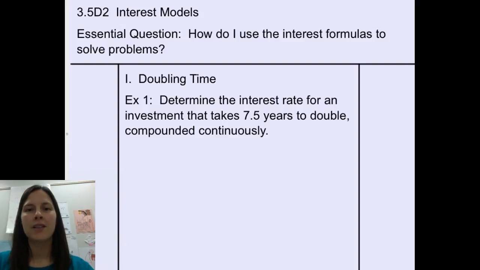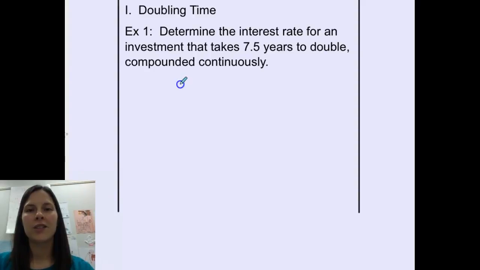Today we're looking at models for interest formulas. Our first question has to do with doubling time, the amount of time it will take for our investment, whatever it is, to double. In our case, we know how long it will take to double, so our question is, what is the rate?